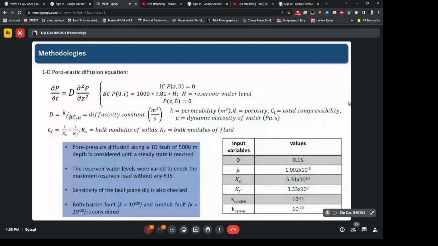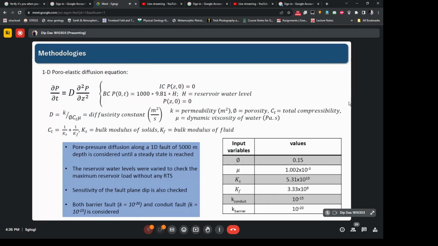So to understand the fluid pressure development, I used the 1D poroelastic diffusion equation. So why do I say poroelasticity? By poroelasticity I mean that as we go to a deeper part, the pores or void spaces become smaller due to the surrounding stress, and eventually some pores get closed. So this equation combines the effect of permeability as well as pore size by using the diffusivity constant, where the diffusivity constant is determined using the permeability, porosity, total compressibility and the dynamic viscosity of water. So here the model parameter was the pore pressure diffusion.